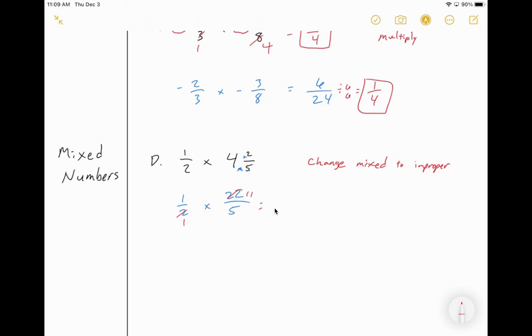So my final answer is 11 over 5, or 2 1/5. That make sense? You guys see that? Okay. So basically, fractions work better with fractions. So change your mixed number and your whole numbers to fractions, improper fractions, and then multiply across, cancel, do all the stuff you need to do.